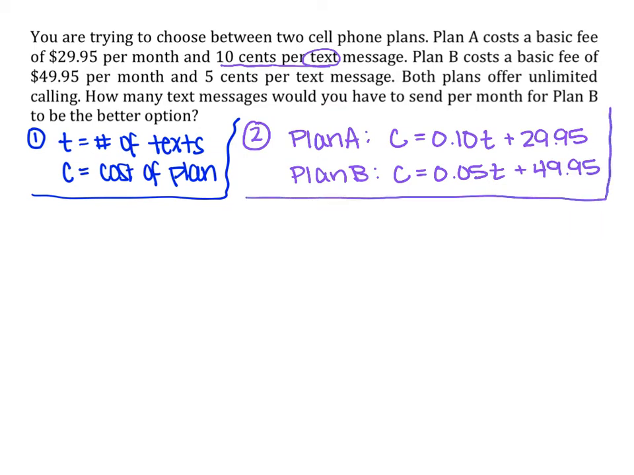My next step is to solve that system. So how am I going to solve the system? Well, I'm going to substitute. So I'm going to take this expression and say, well, this is the cost, right? I can substitute it in for cost over here. And then I'm going to find out when the two costs are equal, right?